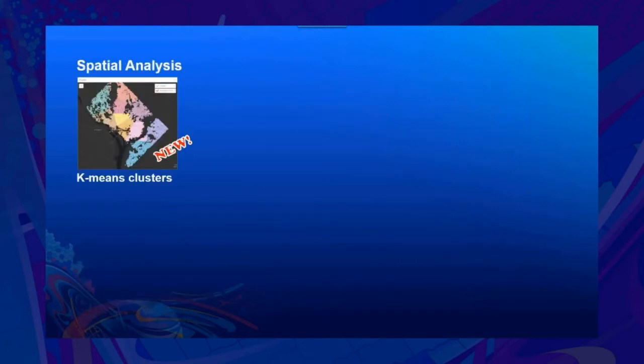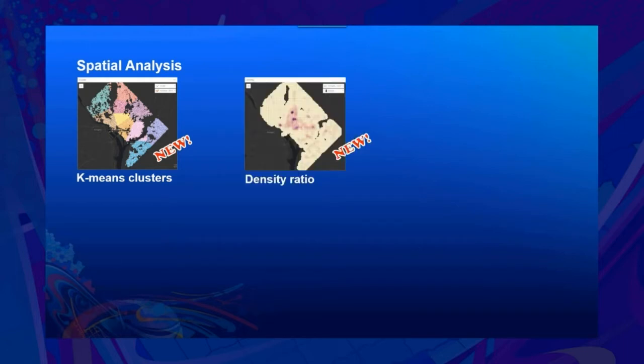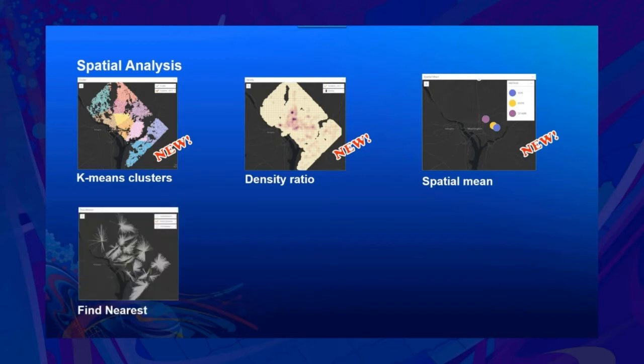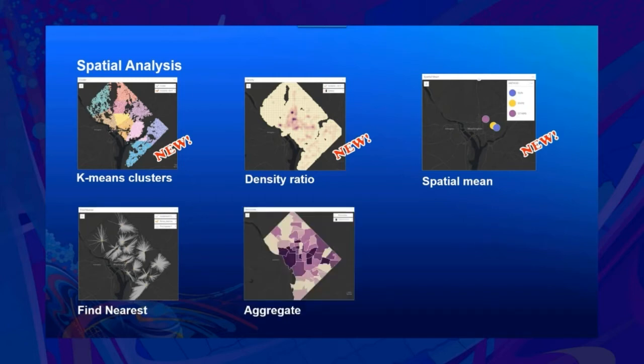On to spatial analysis. What do we mean by that? Well, you can run a k-means clustering algorithm using spatial or attribute values or field values. Calculate a density ratio, not just a density, but have a denominator on that value to really normalize it and see it in relationship to something else. Spatial mean, that's where we find the center location of events. Find nearest, what's the nearest facility? What's the nearest location? And being able to aggregate these into any type of boundary. Lots more too. This is just scratching the surface of what's possible.